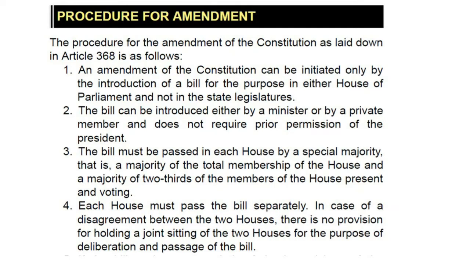3. The bill must be passed in each House by a special majority, that is, a majority of the total membership of the House and a majority of 2/3 of the members of the House present and voting. 4. Each House must pass the bill separately. In case of a disagreement between the two Houses, there is no provision for holding a joint sitting of the two Houses for the purpose of deliberation and passage of the bill.